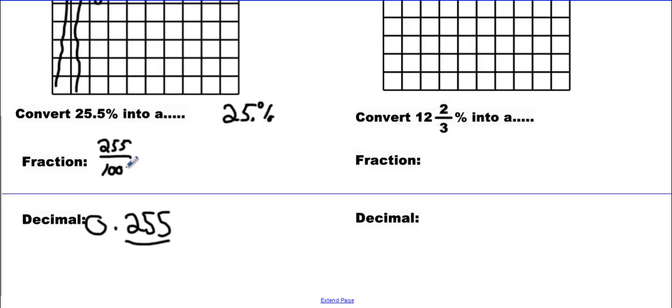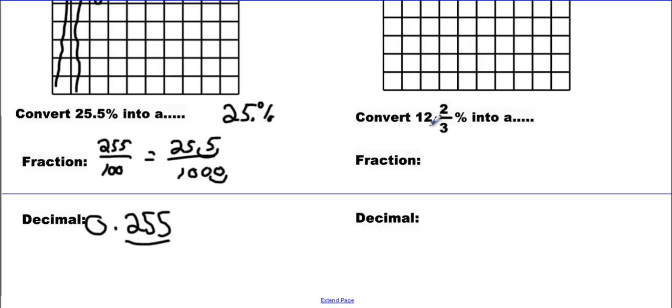But wait a minute, Mr. Melham, you said before that percent means out of 100. Yes, it does. That's a great question. 25.5 is out of 100, but we don't like that decimal mixed with the fraction. So we bounce it one time forward and bounce it on the bottom one time forward just to make it fair. And then the bottom one, you're going to have to put a 0 there. And the decimal goes here, and you get 255 over 1,000. Now, what about this one?